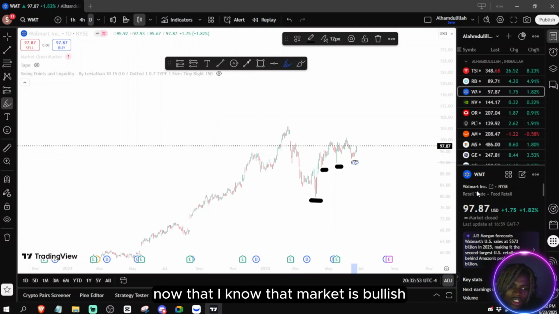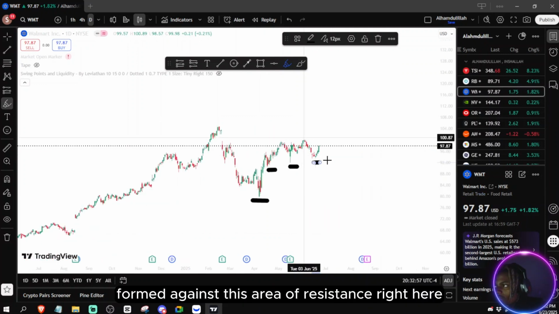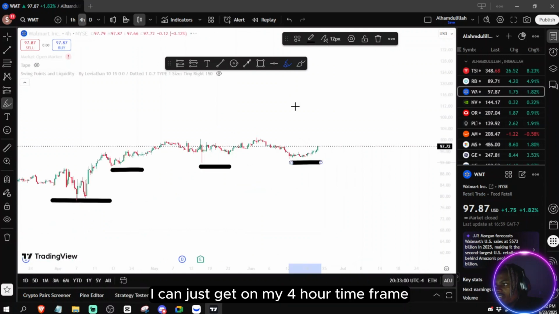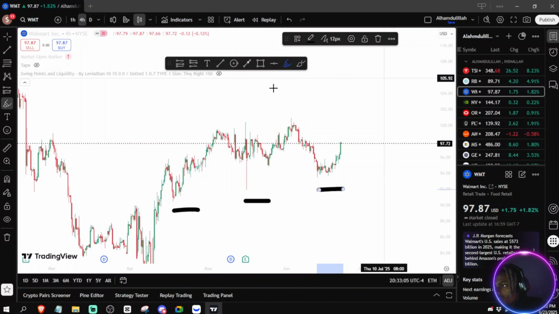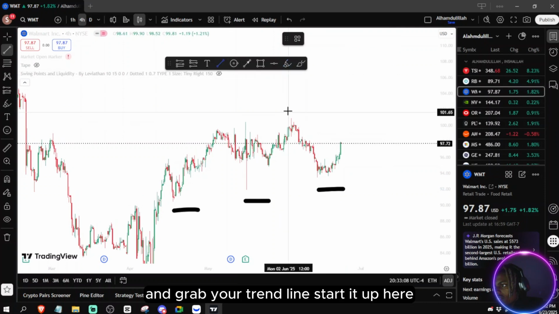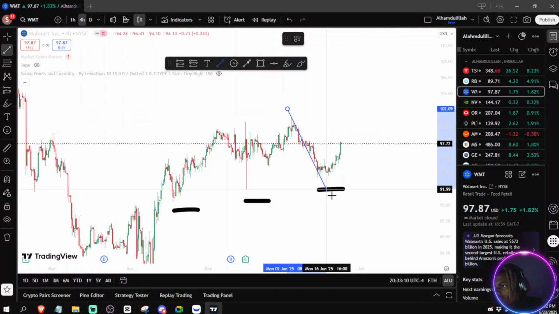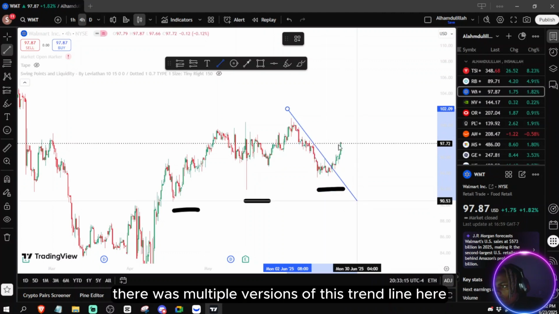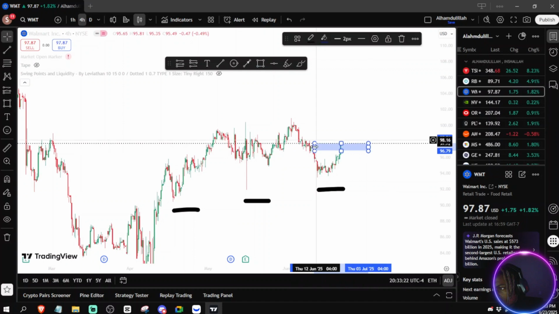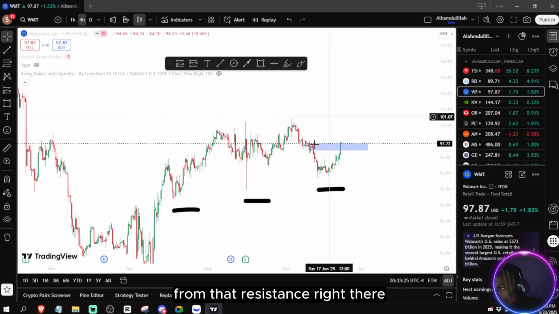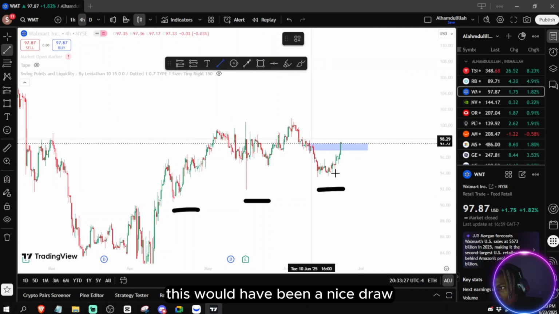Now that I know that market's bullish, I can go ahead and just find my setup. So I can see that market formed against this area of resistance right here. I can just get on my 4-hour time frame, go up, and grab your trend line, start it up here. And if you want, there was multiple versions of this trend line here. You could have did it from this resistance here, from that resistance right there. This would have been a nice draw.